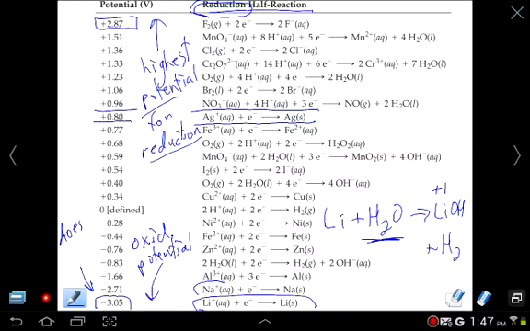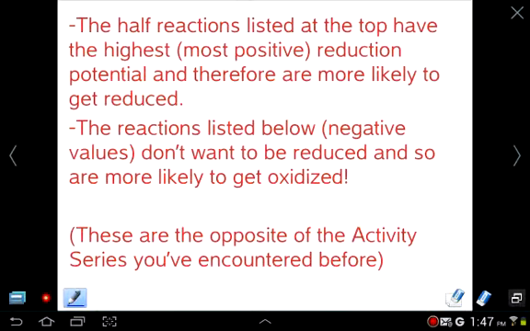Does not want to reduce. And that's why it's at the very bottom of your reduction potentials. So we are actually going to be using these reduction potentials to do some calculations. So this is kind of an explanation of the same thing.